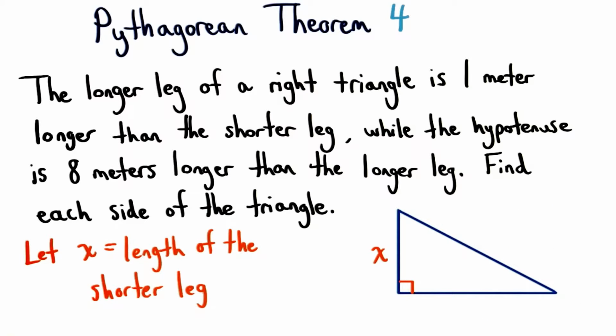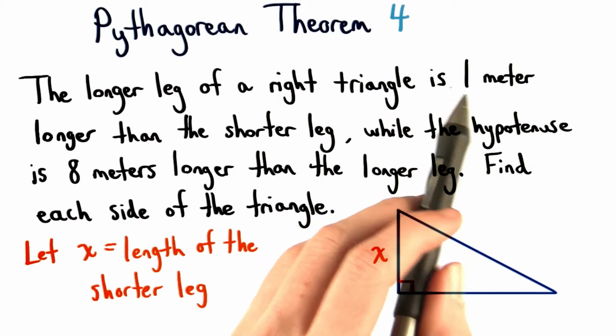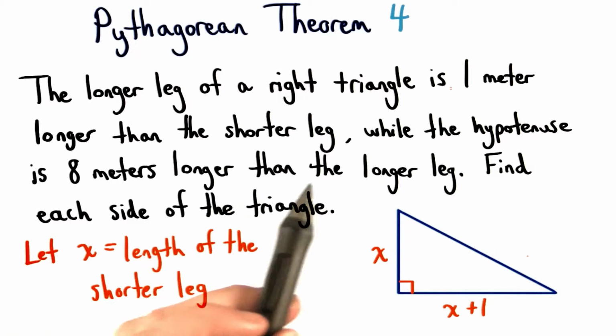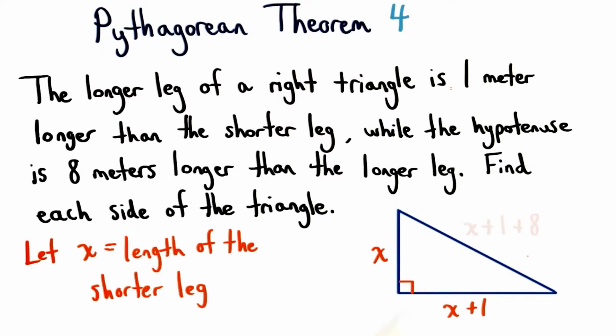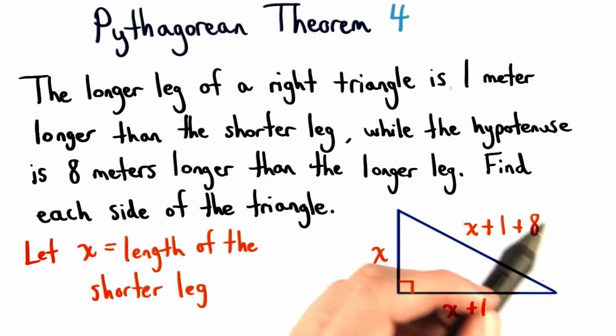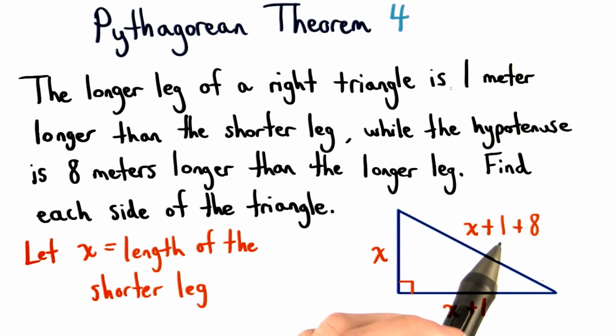To start setting up this problem, we'll let x be the shortest side of our right triangle. We do this since we know the longer leg of the right triangle is 1 meter more than the shorter leg. So we know this longer leg has to be x plus 1. And now here's where we want to be careful. We know the hypotenuse is 8 meters longer than the longer leg. So we'll take the length of the longer leg, x plus 1, and we'll add on 8 meters. So the entire length of our hypotenuse is x plus 1 plus 8, or just x plus 9.